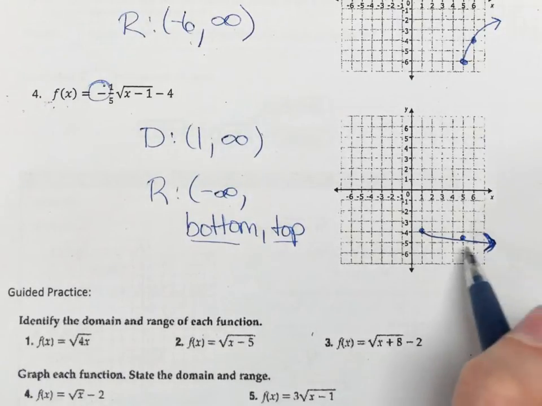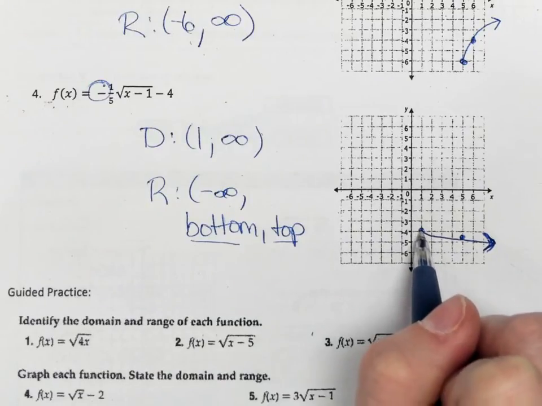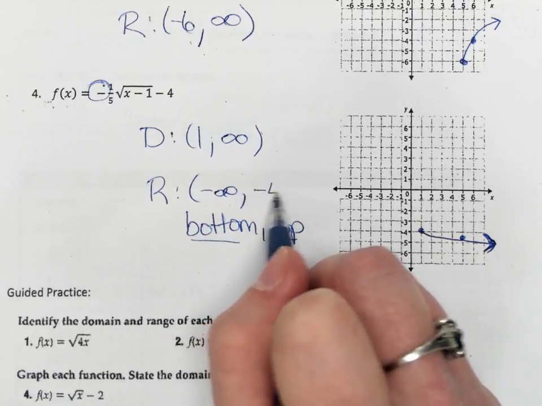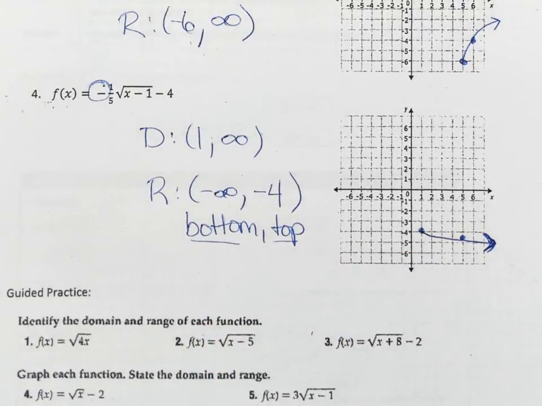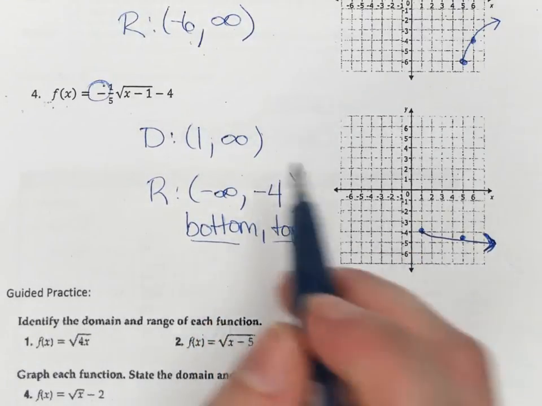All right, now what's the highest point? Nothing else is above this point, okay? That y value is negative 4. And it doesn't hit negative 4, so it gets parentheses. Those are the tricky ones right there.